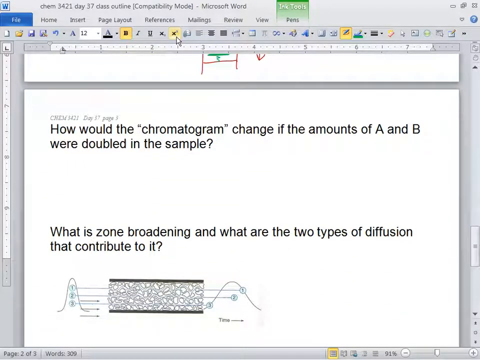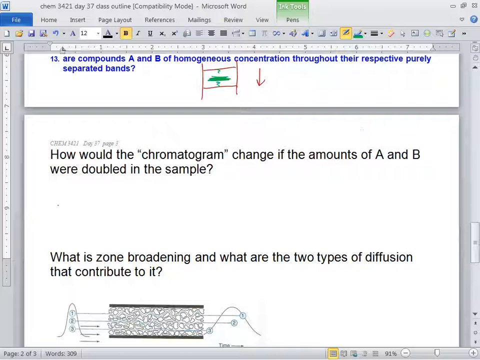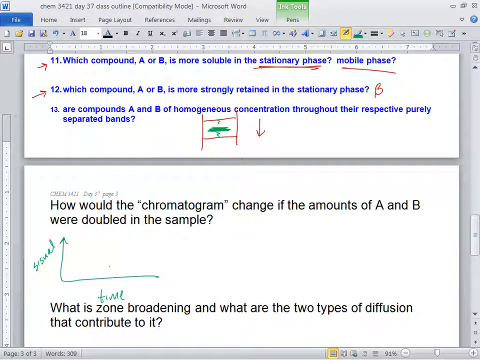Okay. How would the chromatogram change if the amounts of A and B were doubled in the sample? So I guess I should draw one here. Here's our signal and my time. What did it look like? It looked kind of like something like that, right? And then I double. What would happen? Exactly how much bigger? Twice.